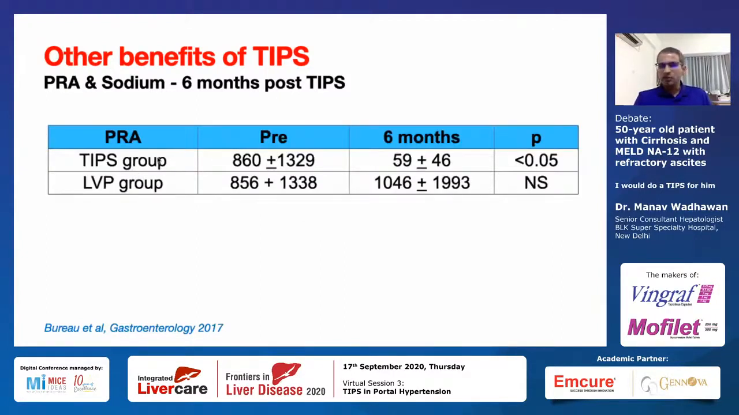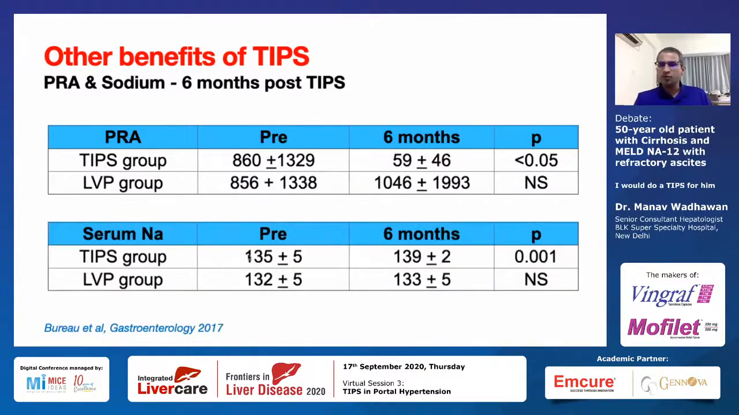In the TIPS group, there was a significant improvement in PRA. So PRA improves, the HRS incidence goes down, the renal functions improve. This is what TIPS is doing to the overall hemodynamic status of this patient of cirrhosis. Look at the serum sodium: from 135 at the end of 6 months, it went up to 139, again statistically significant. So it is improving the overall hemodynamics.